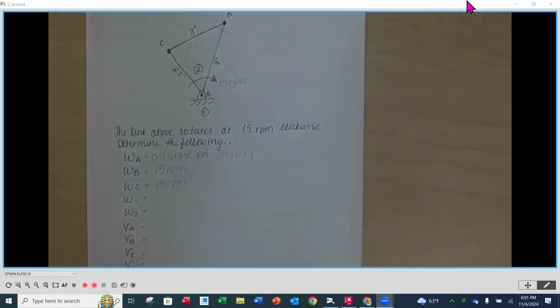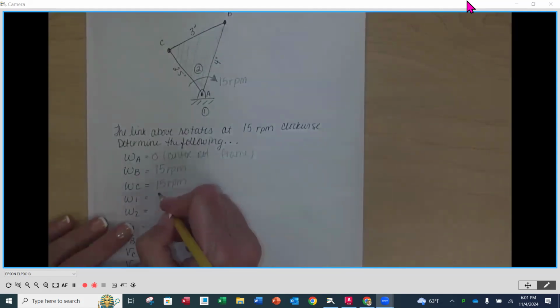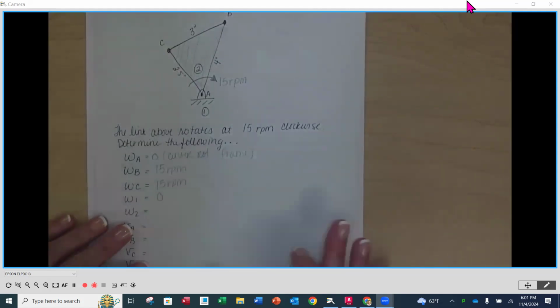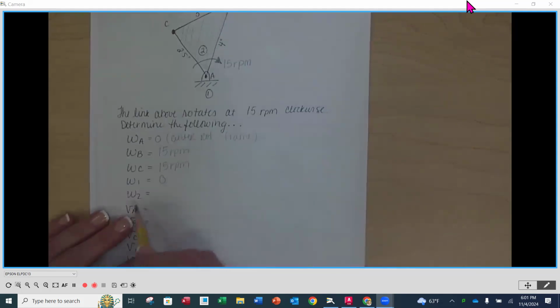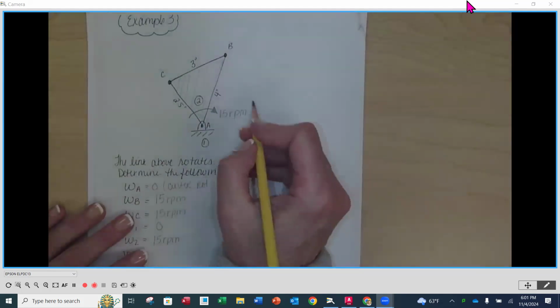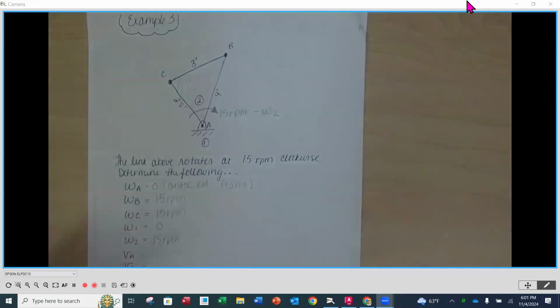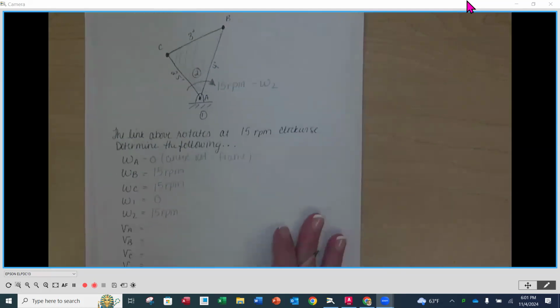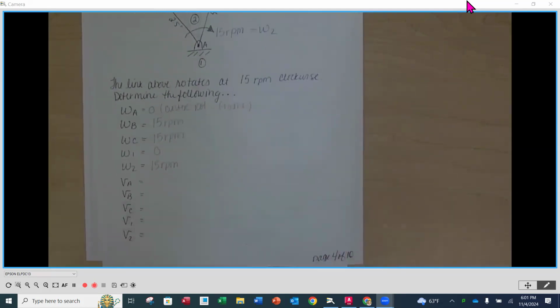What about W1? 1 meaning link number 1, which is the frame. That's 0, no rotation or not applicable, right? But what about W2? The angular velocity of link number 2. 15 RPMs, yes. So we can say, just like we did on the previous example, this is equal to W2. That is the rotation of link number 2. Good. Those are all my W's.